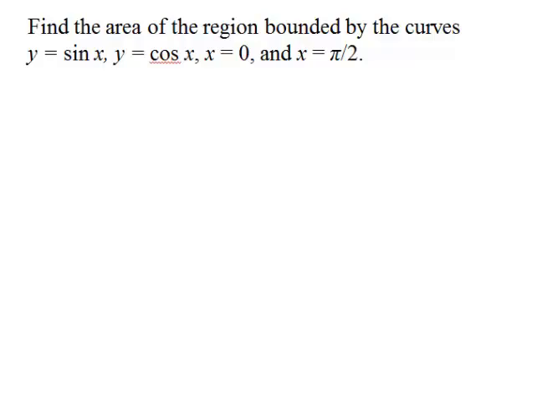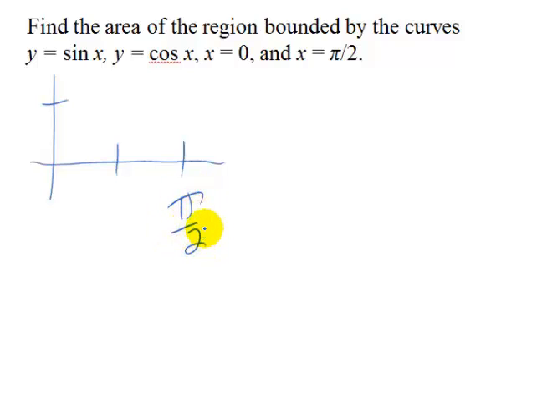Find the area of the region bounded by the curves y equals sine x, y equals cosine x, y equals 0, and x equals pi over 2. So we're going to draw us a picture. And we know that we need to go from 0 to pi over 2. We'll go ahead and make a line right there.